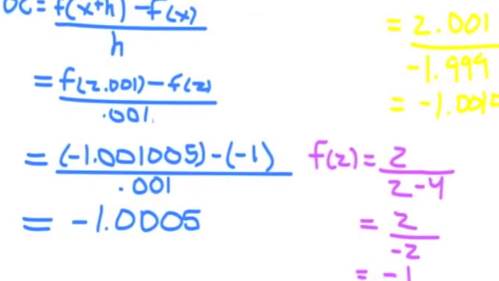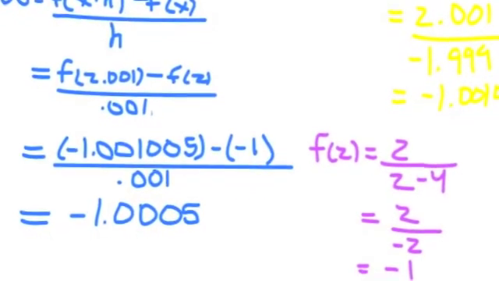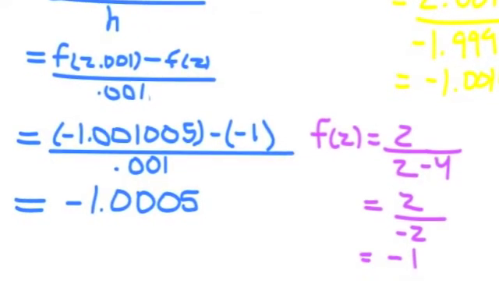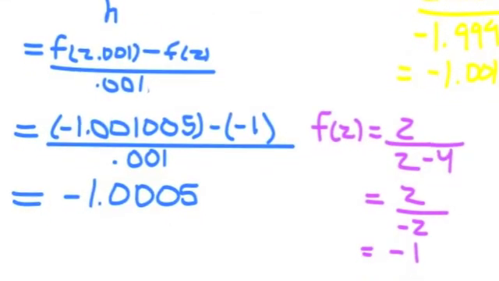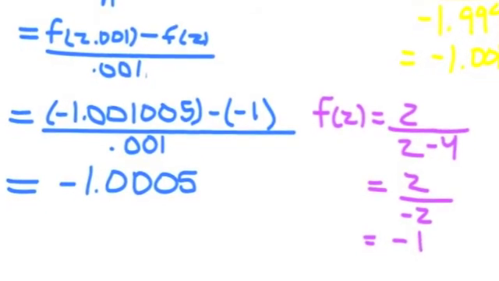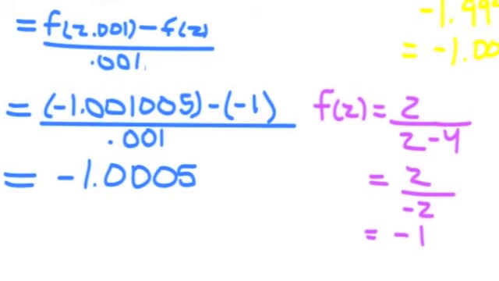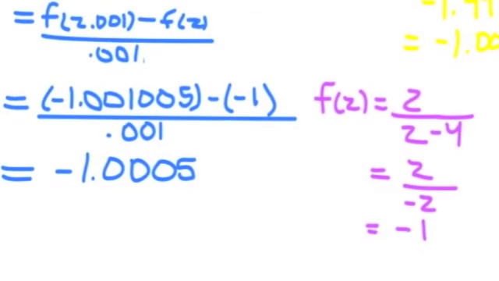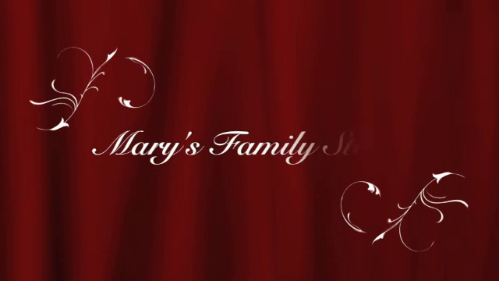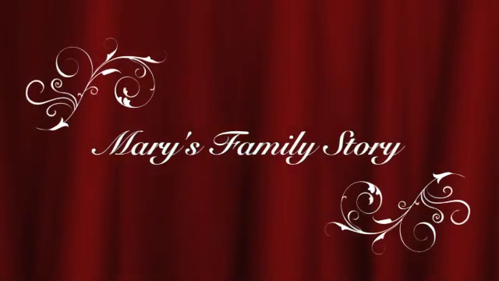So f(2.001) is negative 1.001005, and f(2) is negative 1. In our equation now we have (−1.001005 − (−1))/0.001. When we calculate that, we find that negative 1.0005 is the instantaneous rate of change. Now we know everything there is to know about Mary's family, who lives in Unit 4 of Nelson's Advanced Functions textbook.